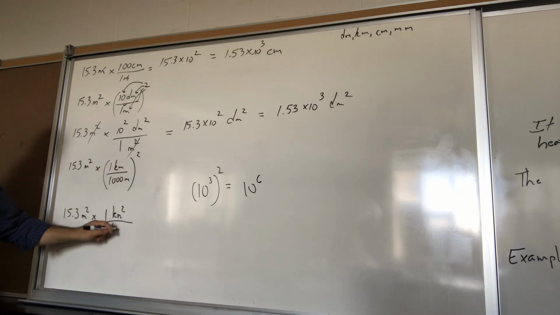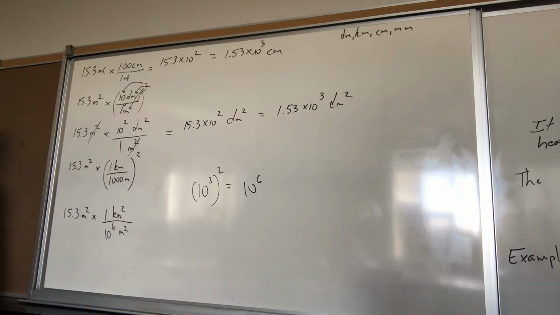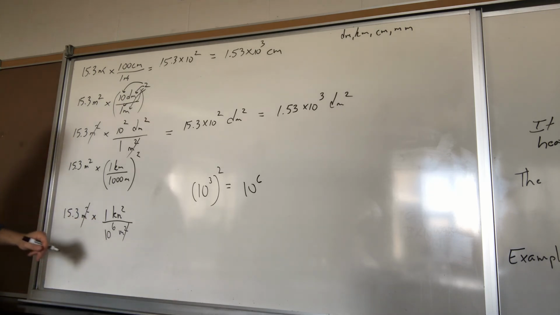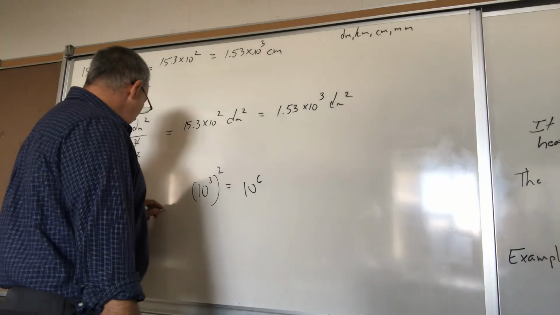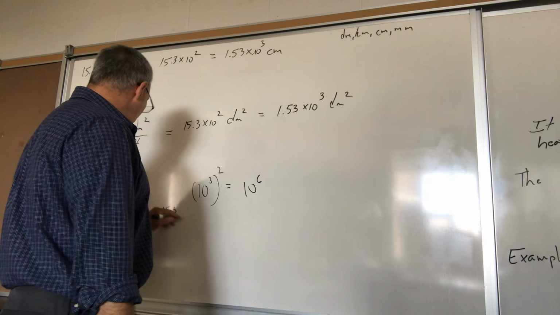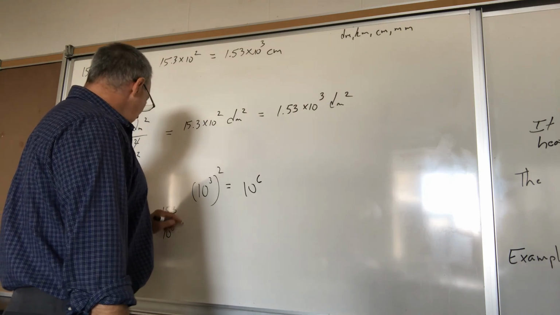And then meters is squared. Notice I'm not using the calculator. No calculator is necessary, because I'm just working with my little rules of exponents. It makes it so much easier and faster. It's faster than a calculator, because you end up being able to do it in your head. And then the meters squared cancels, okay? Which is what you're trying to do in the first place. And now you can say 15.3 over 10 to the power of 6 kilometers squared.